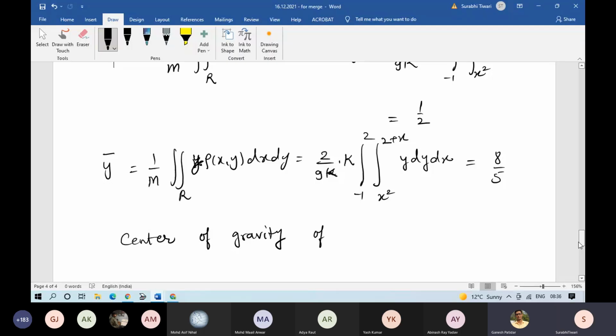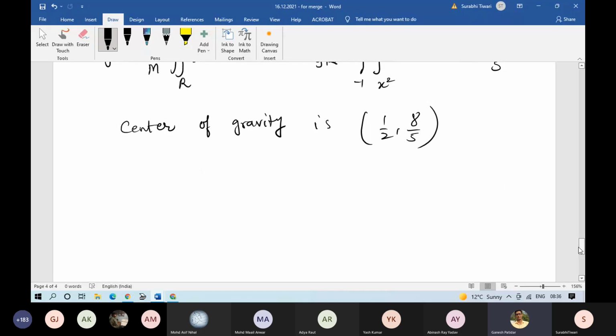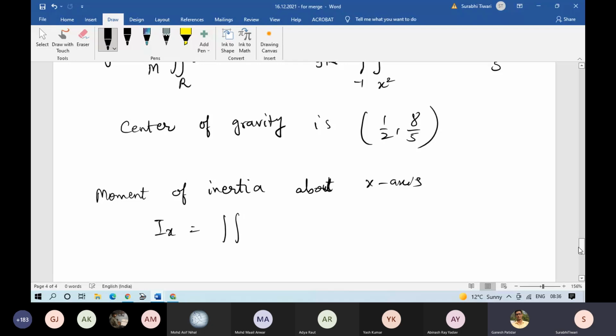सेंटर ऑफ ग्रेविटी क्या हो जाएगा? Therefore half, 8/5 this point. Now moment of inertia निकाल लो। About the axes निकालना है, means about both the axes, about x axis, y axis, double integration over the region R, y square rho xy dx dy.